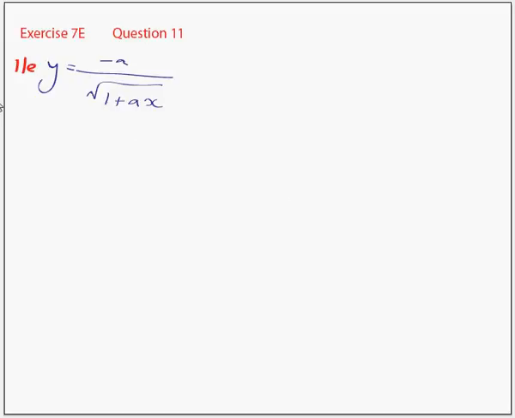For the next few questions, we're just asked to differentiate. This is my original question. This is minus a. So, and I'm going to rewrite this using index notation first. So this function will become minus a times 1 plus ax, the minus because it's the bottom of a fraction, and a half because it's a square root. Now, I can use the chain rule.